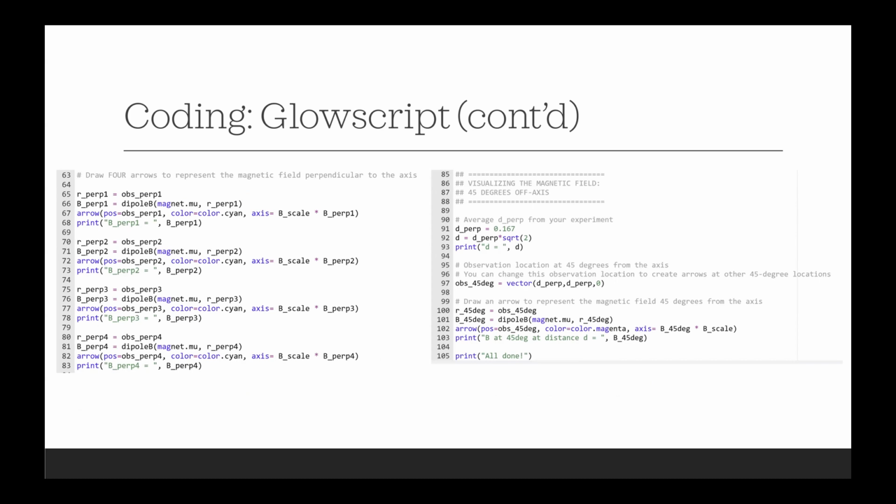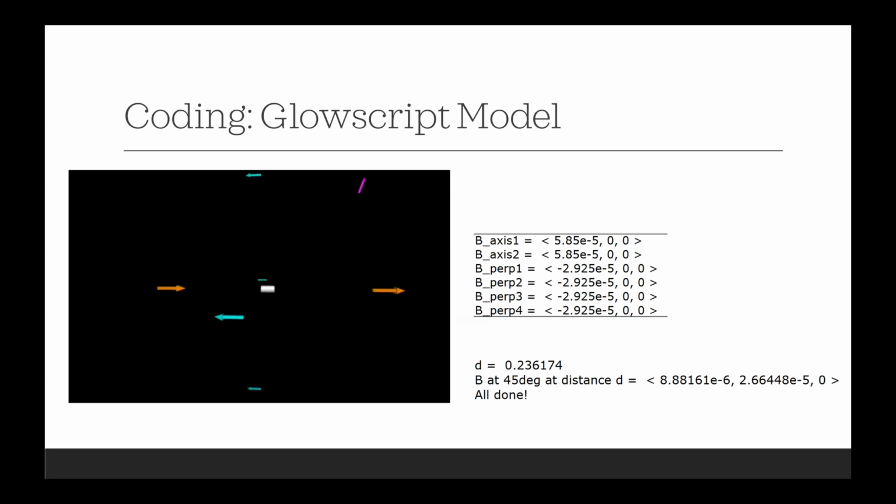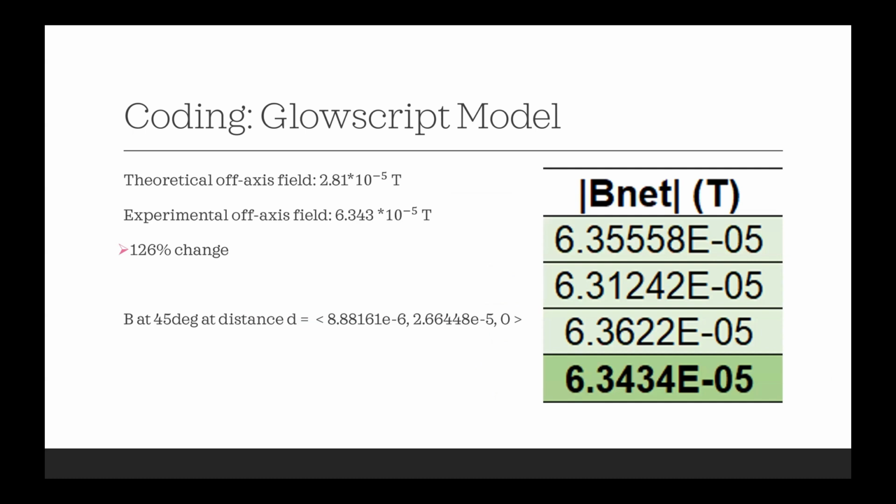And then I was able to create an arrow representing the magnitude and direction of the field 45 degrees off axis by using the distance that I found experimentally as another observation location, and using my function for the magnetic field to calculate the magnetic field at this point. Here was the GlowScript model after I ran my code, and here were the values of the magnetic field at each location. For the off-axis field, I found through the GlowScript model that the magnitude should be 2.81 times 10 to the minus 5 teslas. For my experimental off-axis field, I got a value of 6.34 times 10 to the minus 5 teslas. Overall, between the theoretical off-axis field and the experimental off-axis field, there was a 126% change.